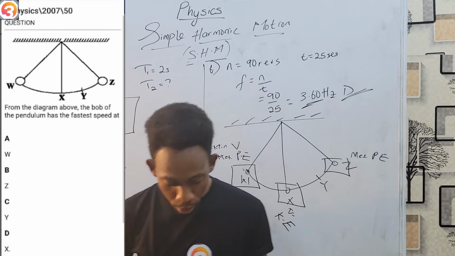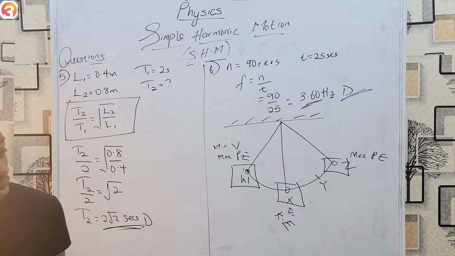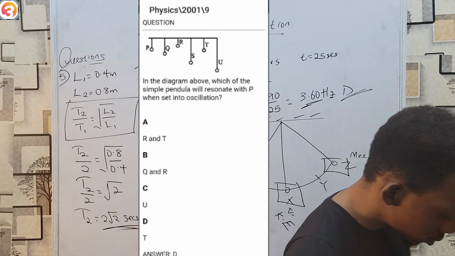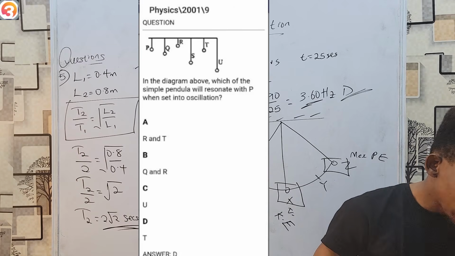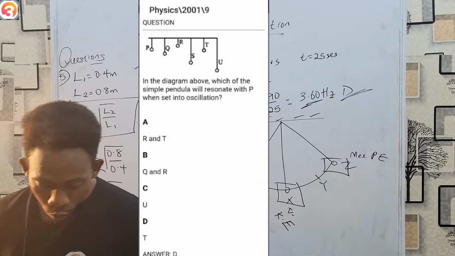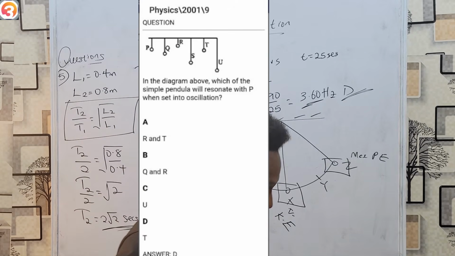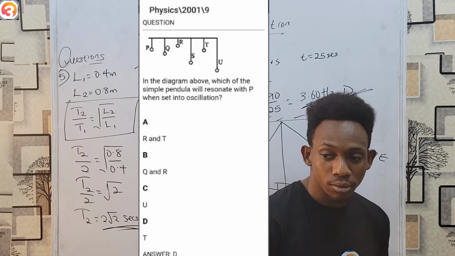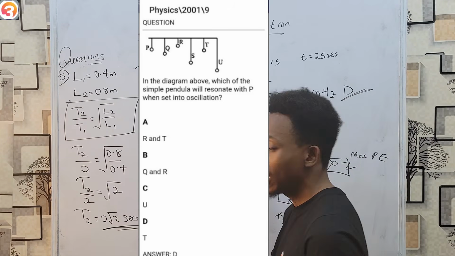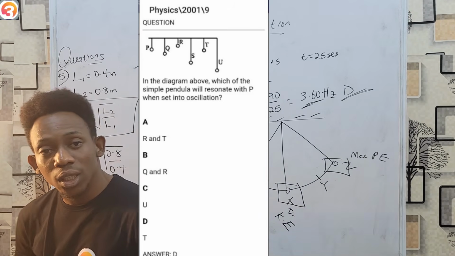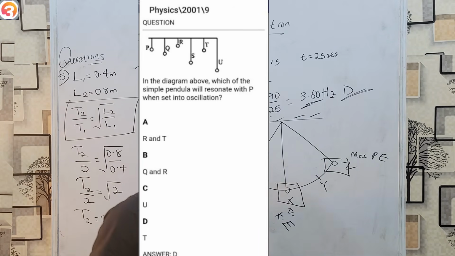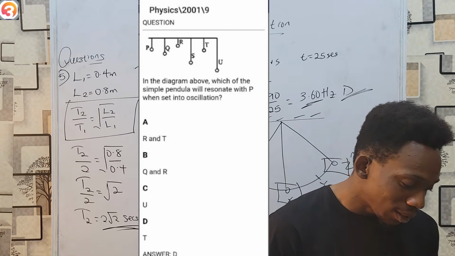Okay. Next up, 2001 question 9. You can see the diagram on your screen on your O3 Schools JAMB app. You're simply being asked in the diagram which of the simple pendula will resonate with P when set into oscillation. Please remember, for resonance, they should have the same frequency. And as you are aware, the frequency depends on the length. As such, they're simply asking you which of them has the same length as P.